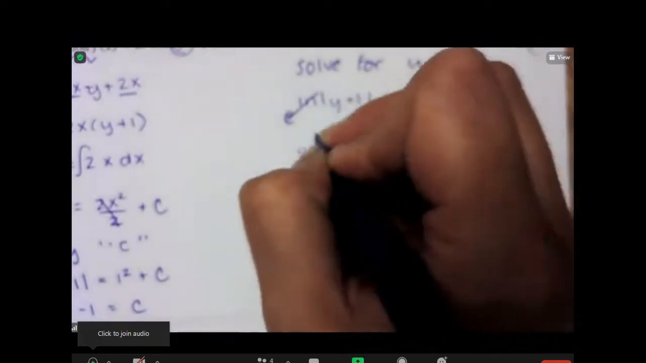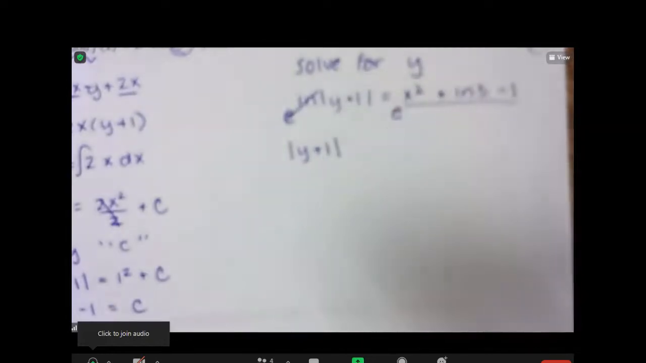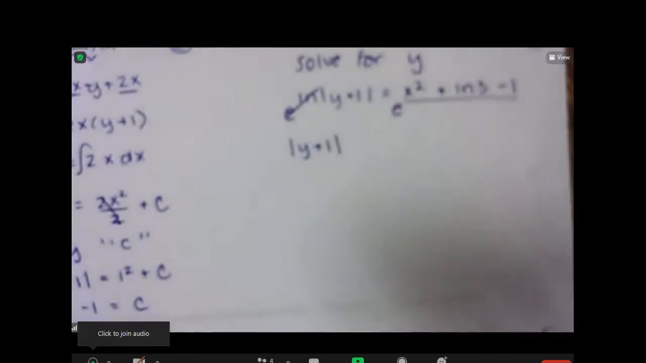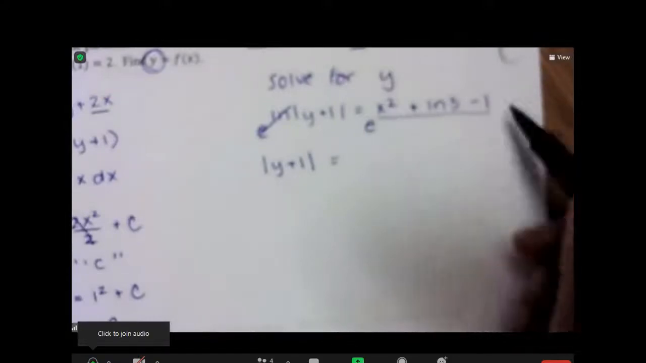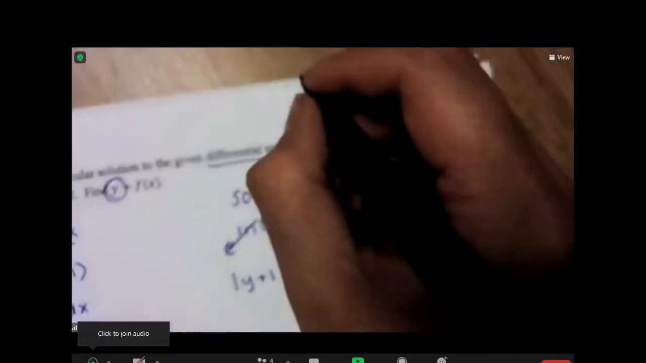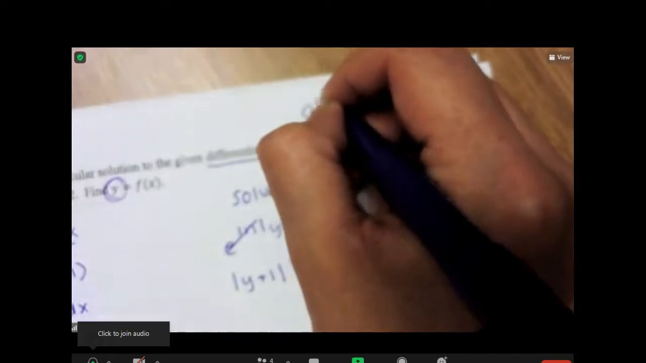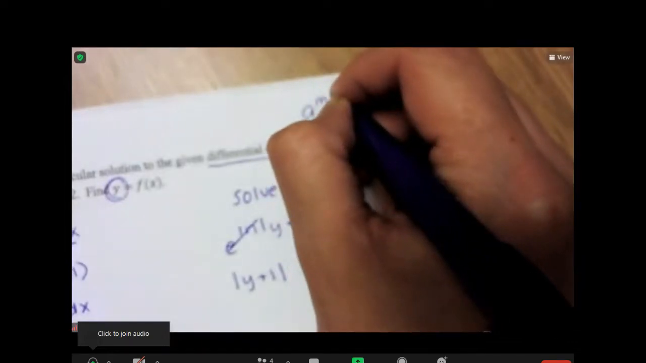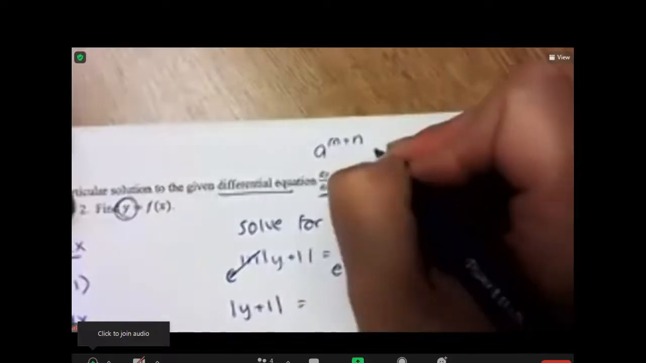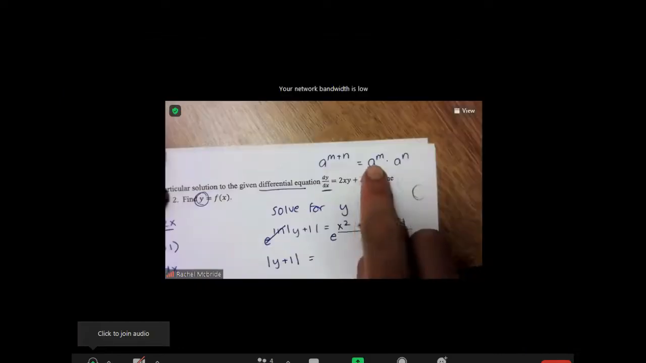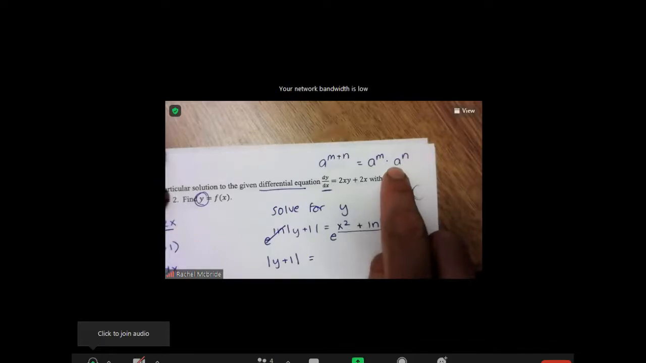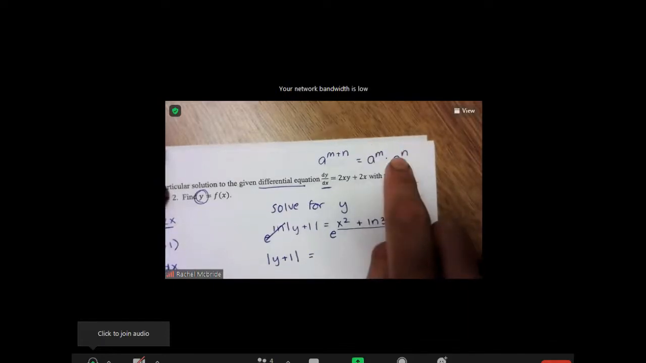And that y plus 1 remains inside our absolute values. And you're going to see why in a minute here. Equals, now if you recall your rules for exponents, a to the m plus n, so any base to an m plus n is equal to a to the m times a to the n. Because the rule is that if you have like bases, you add your powers together.